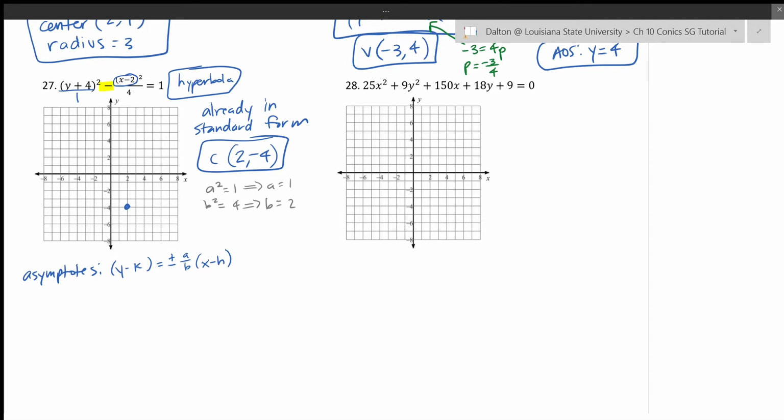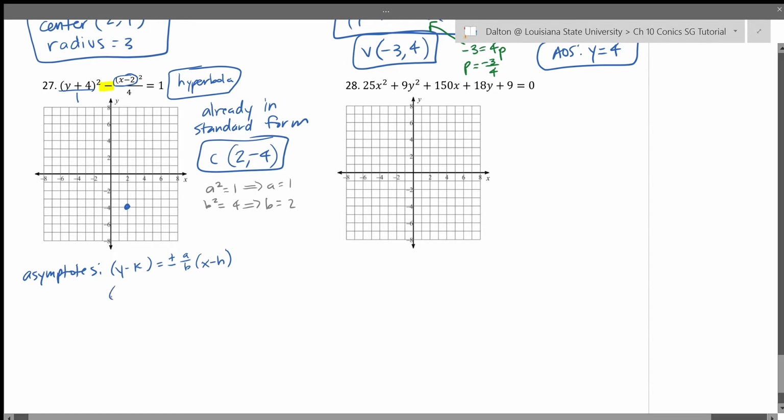So when I write the equation of the asymptotes, I'm going to get y minus k, and k is negative 4, so that's actually going to be y plus 4 is equal to plus or minus a over b, which is 1/2, times x minus h, which will be x minus 2. And go ahead and leave your asymptotes in this form. You don't need to multiply stuff out and get it into slope-intercept form.